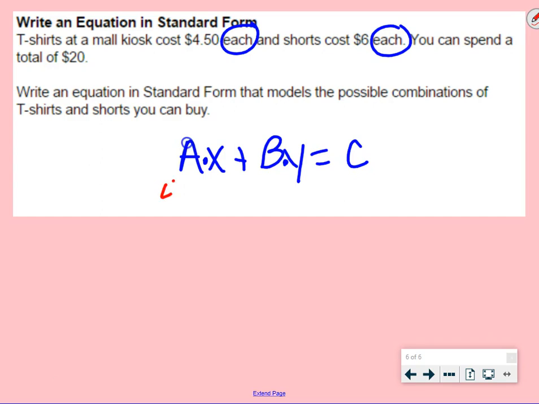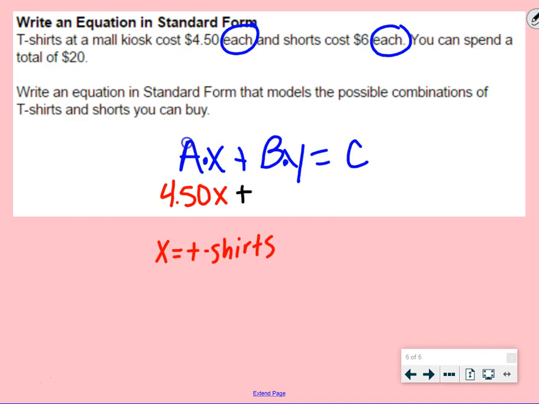So we can replace our a with $4.50 and multiply by our x. So x would be equal to t-shirts, because it's $4.50 per t-shirt, $4.50 for each t-shirt. So we're taking $4.50 multiplied by the number of t-shirts we get.